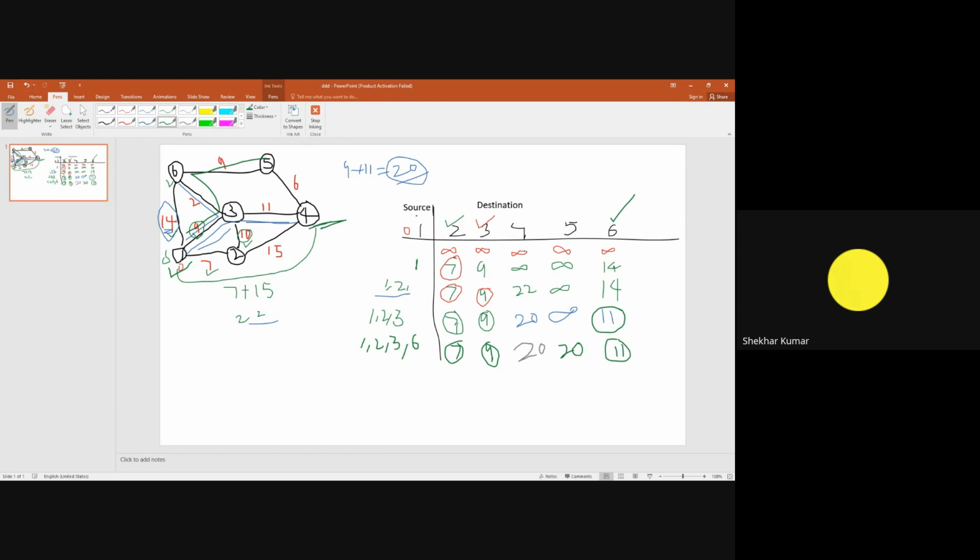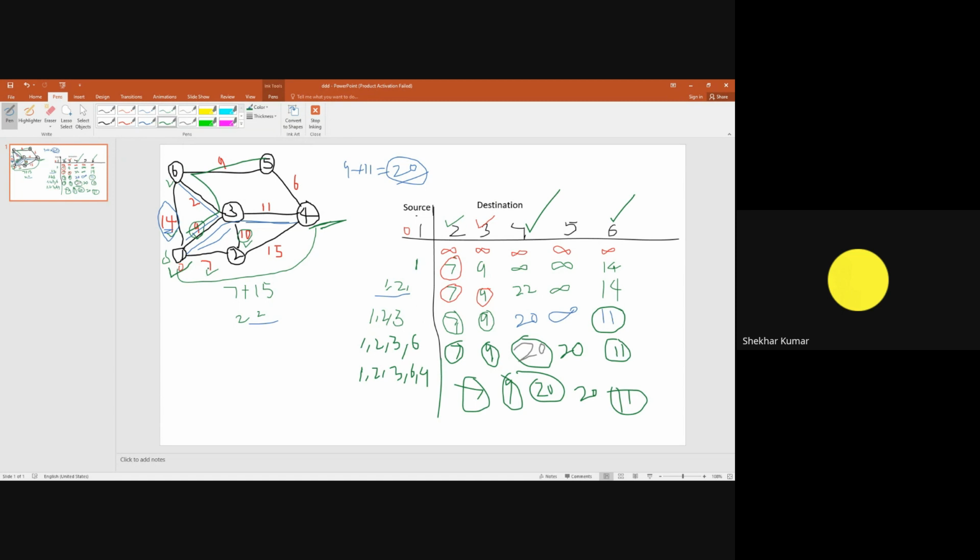Suppose I have selected 4 as a node, as a destination. 1, 2, 3, 6, and 4. Now 4 is selected. Okay. So 4 is selected. 1 is already covered. 9 is already covered. Now 20 is covered also. 11 is also covered. Now there is only one left, that is 5.